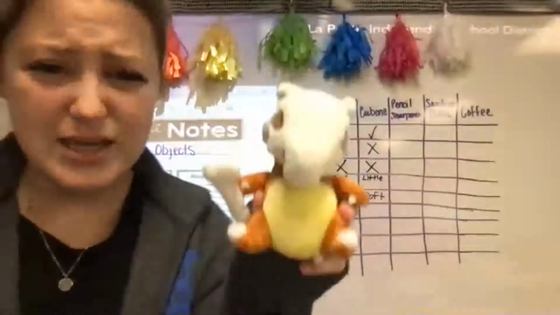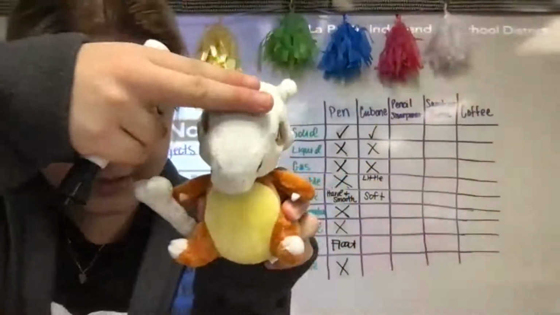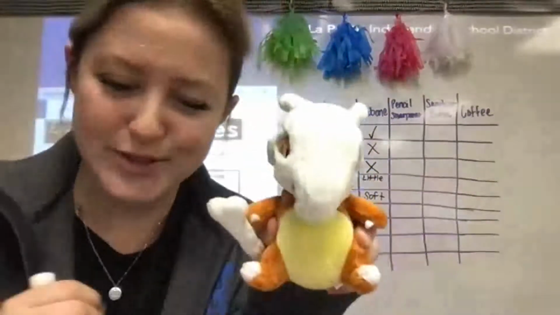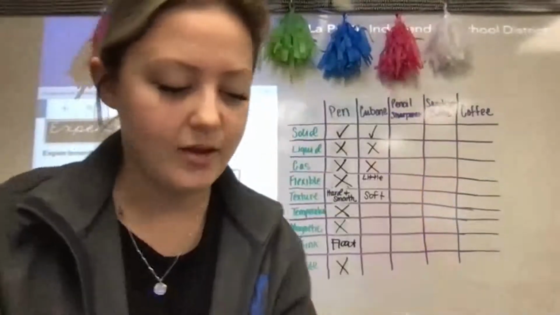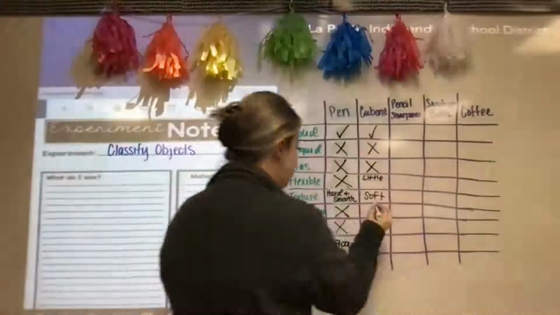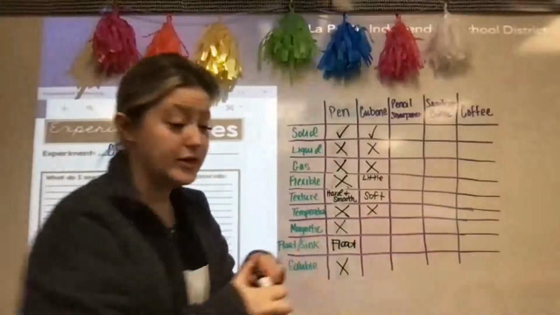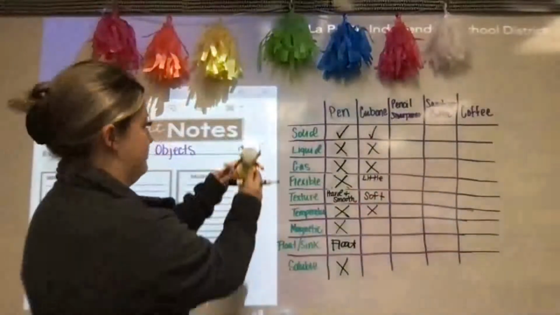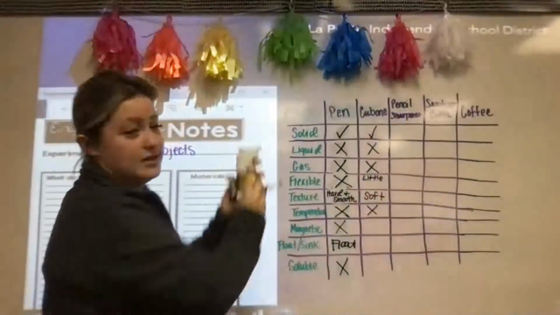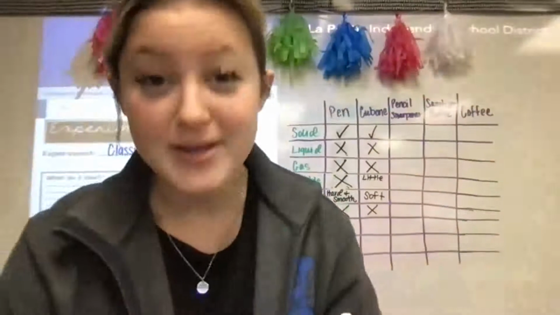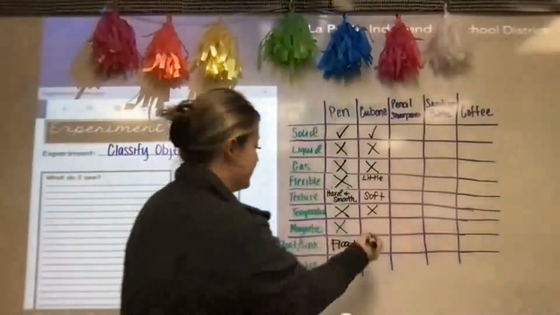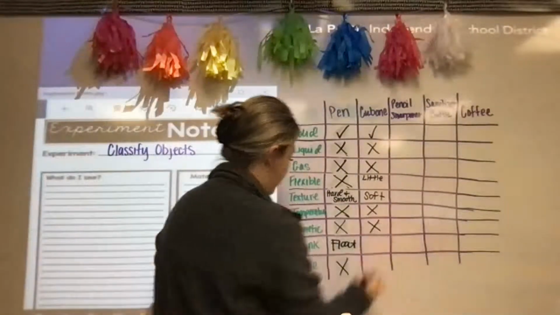Now, let's see. Does he have a temperature? Let's touch his forehead. No. Cubone doesn't have any temperature. He is neither hot nor cold. Okay. So no temperature for Cubone. And especially since Cubone is a plush, he more than likely doesn't have any magnets in him. He's not sticking to the wall, so he's definitely not magnetic. So no magnetism for Cubone.